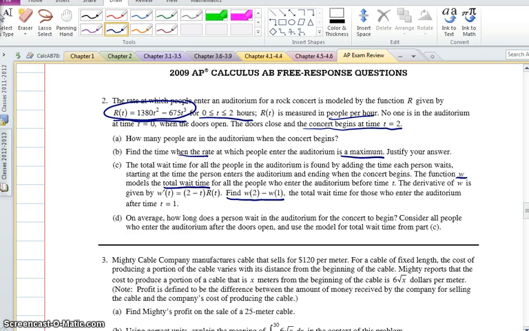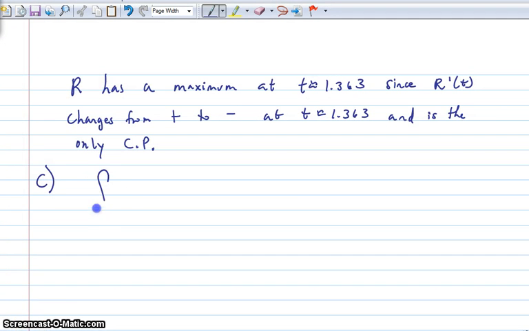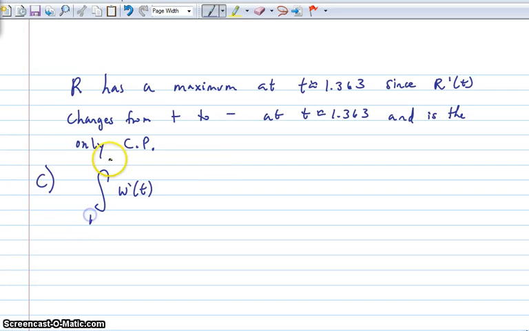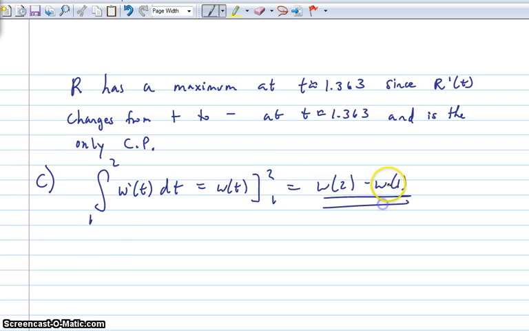Alright, so to find that, we're going to have to take the integral of W prime of t, which is that (2 minus t) times r of t, and we're going to go from 1 to 2. Let's just show you why this works. This would be W of t, evaluated from 1 to 2. So that would give us W of 2 minus W of 1, which is what we're looking for. So we take the integral from 1 to 2 of that W prime of t function, which is the (2 minus t) times r of t, which r of t is that function they gave us at the beginning.